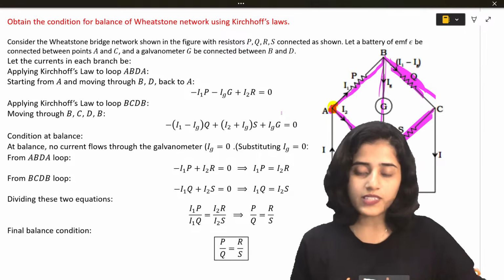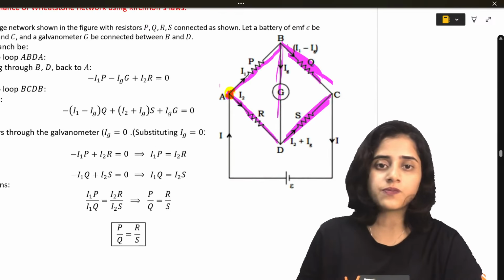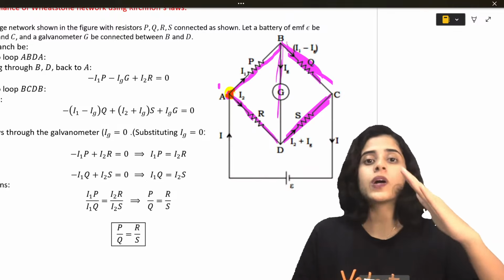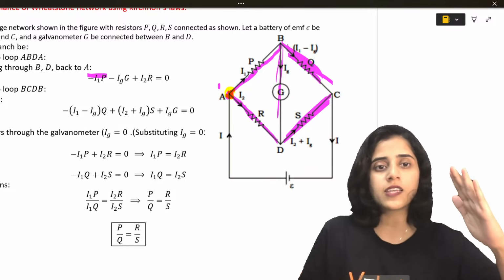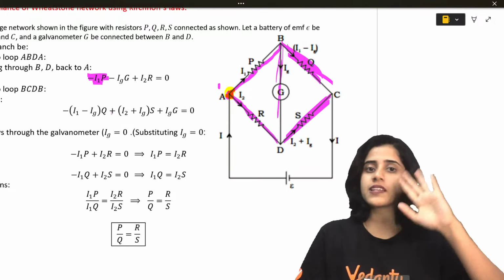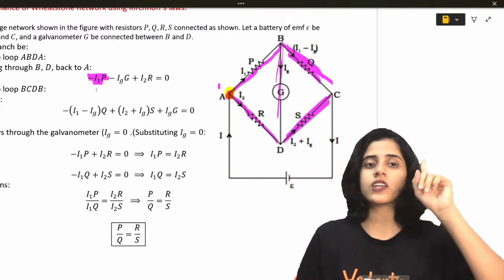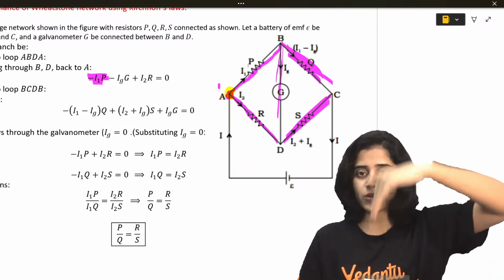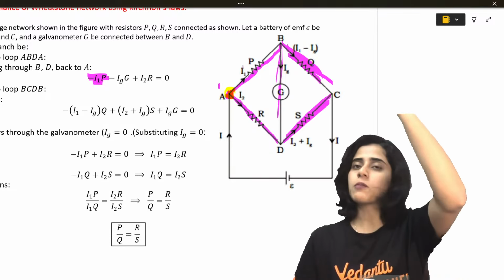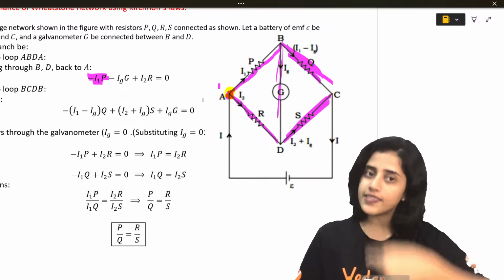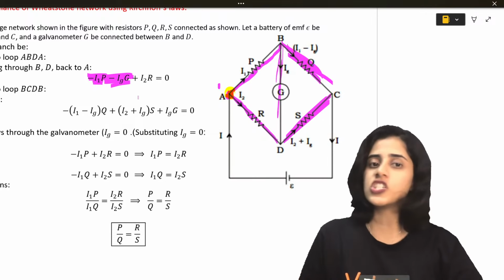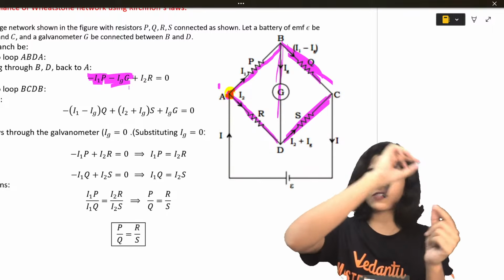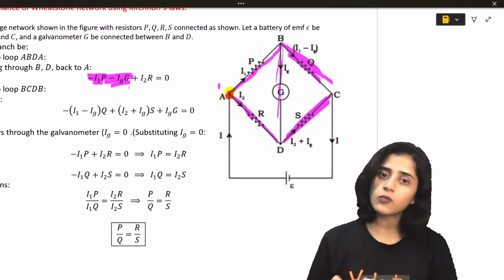So I'm going to start from point A. From A to B, there is a current I1 through P, going along my direction, so I put it as minus I1P. I1 is the current, P is the resistance; V is IR. Then I'm going from B to D, coming down. IG is also coming down, so it says minus IG G, where IG is the current and G is the resistance of the galvanometer. I have come from A to B to D. Now I'm going back to A.